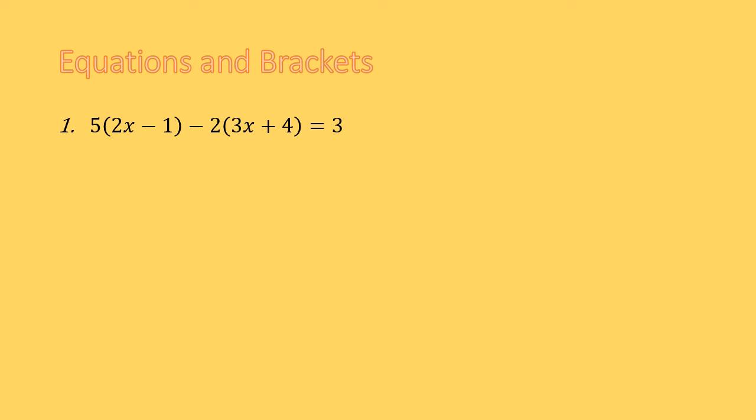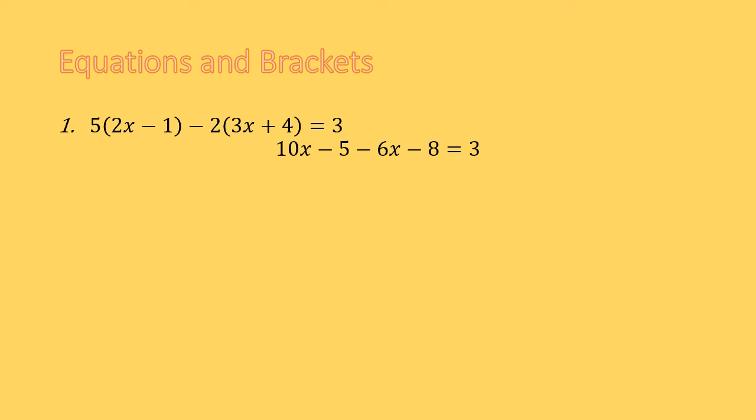First you have to expand the brackets. The meaning of the bracket is a multiplication. We'll expand the brackets. 5 times 2, 10x. 5 times minus 1, it's minus 5. Minus 2 times 3x, minus 6x. Minus 2 times 4, it's minus 8 equals 3.